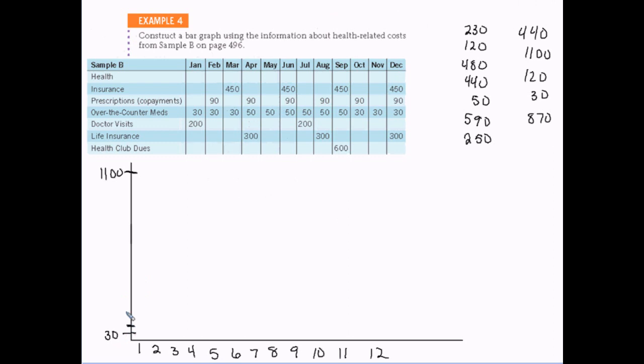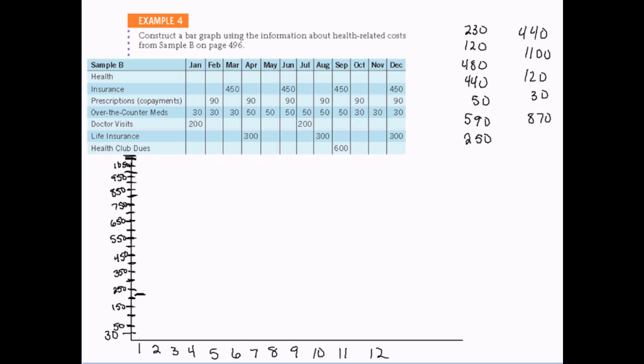So I'm going to say that's 50, 100, 150, 200, 250, 300. That's not going to really fit, is it? That got me to 1,000, actually. It almost fit. 950, 1,000, 1,050, 1,100. Right there. Okay, that's 50. It's 150, 250. Okay, January's 230. We have 200 and 250. 230 is in between there.